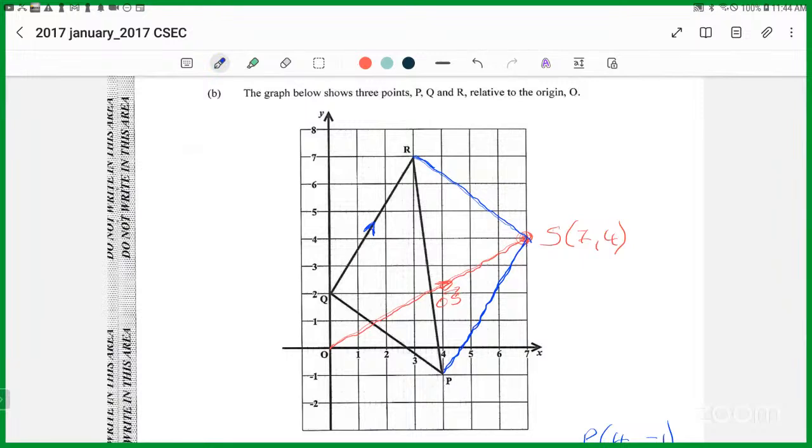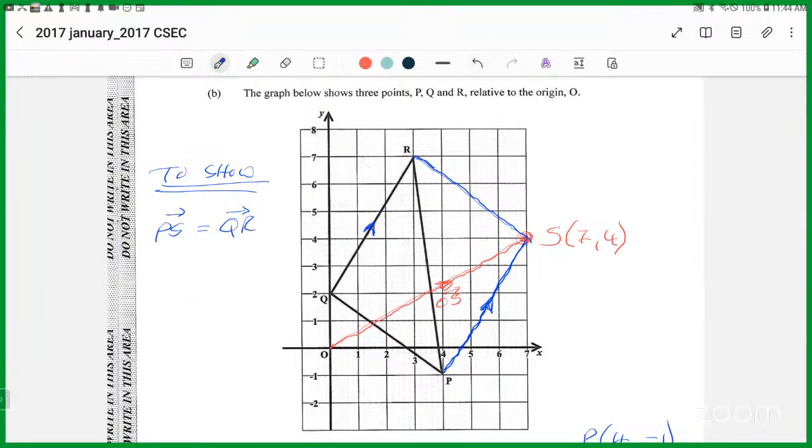So it must be equal to PS. That's the first thing. PS will be equal to whatever QR is. That's the first thing you have to show. So that's all we need to show for it to be a parallelogram. These two sides are equal vectors.